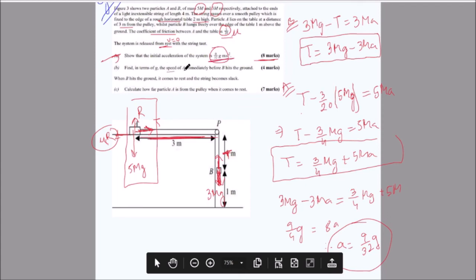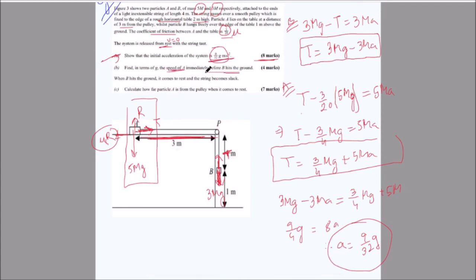Then for B, you need to calculate the speed with which B immediately hits the ground. That's what we need to calculate. Okay, so let me just remove this from here. I'm working with B now. We need to find the velocity with which B hits the ground. That's part B. Initially B starts from rest, so U will be 0.